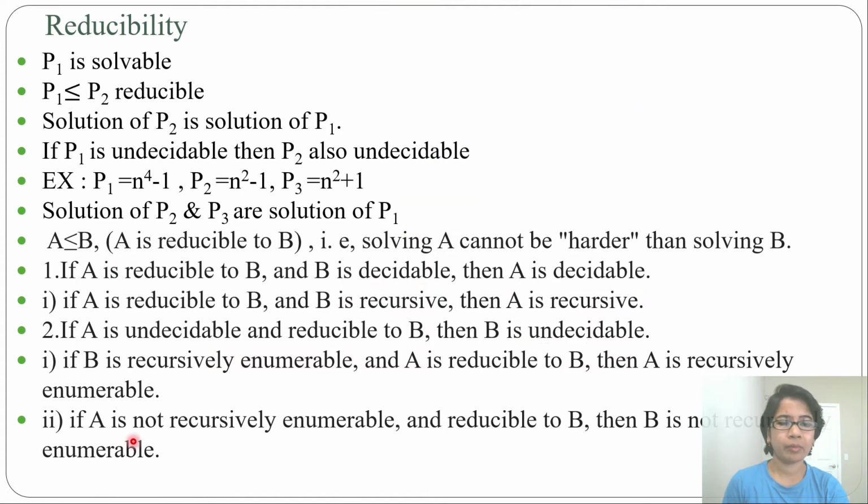These rules are very important. You will get direct questions from these rules. So there are two rules. First rule: if A is reduced to B and B is decidable, then A is decidable. And from this you can write that if B is recursive, then A is recursive. Second rule: if A is undecidable, then B is undecidable. So if B is recursive enumerable, then A is recursive enumerable. If A is not recursive enumerable, then B is also not recursive enumerable.